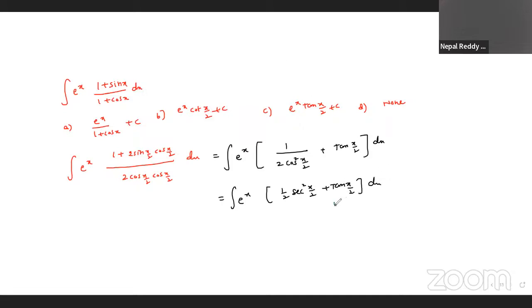Suppose that tan x by 2 equal to t. Then you will get half into secant square x by 2, that is its derivative. If it is f, its derivative f dash. We know the standard result: the integration of e power x into f plus f dash of x dx is e power x into f of x plus c.